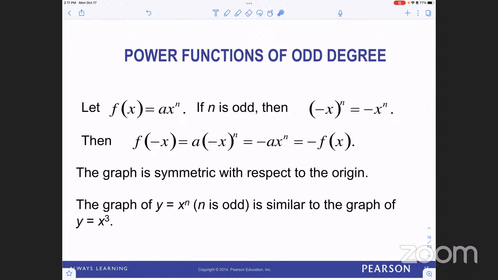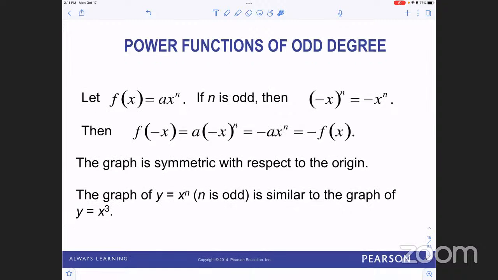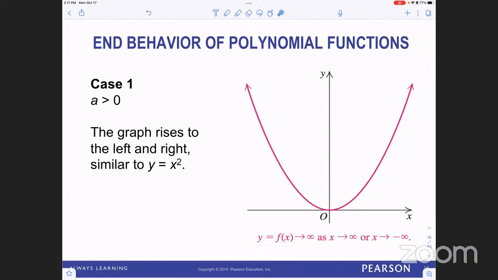So we talked about a function being even. Now with the function being odd and the origin symmetry, the tail ends typically go off in opposite directions, right? They go off in opposite directions. Okay, so we have these 4 cases.